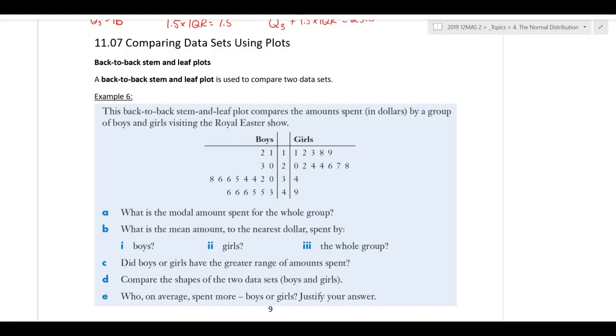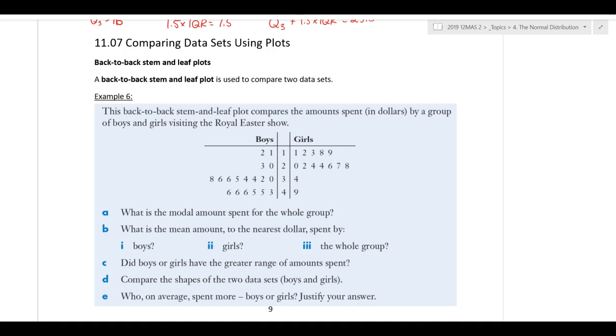Hello, Year 12, and welcome to the 7th and last video here for this topic on the normal distribution. We're comparing datasets here using plots, back-to-back stem and leaf plots, and box plots, or box and whisker plots if you like.